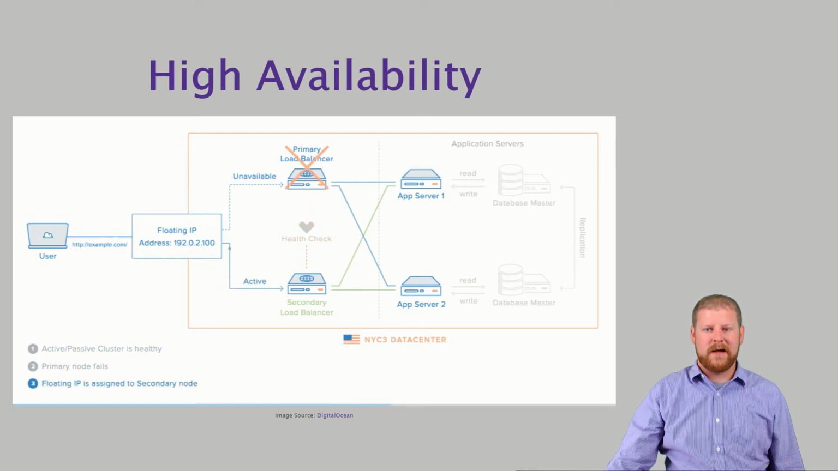First, there are 2 load balancers. One is acting as the primary and is assigned to a floating IP address. The secondary load balancer has a connection to the primary, allowing it to monitor the health of the system.